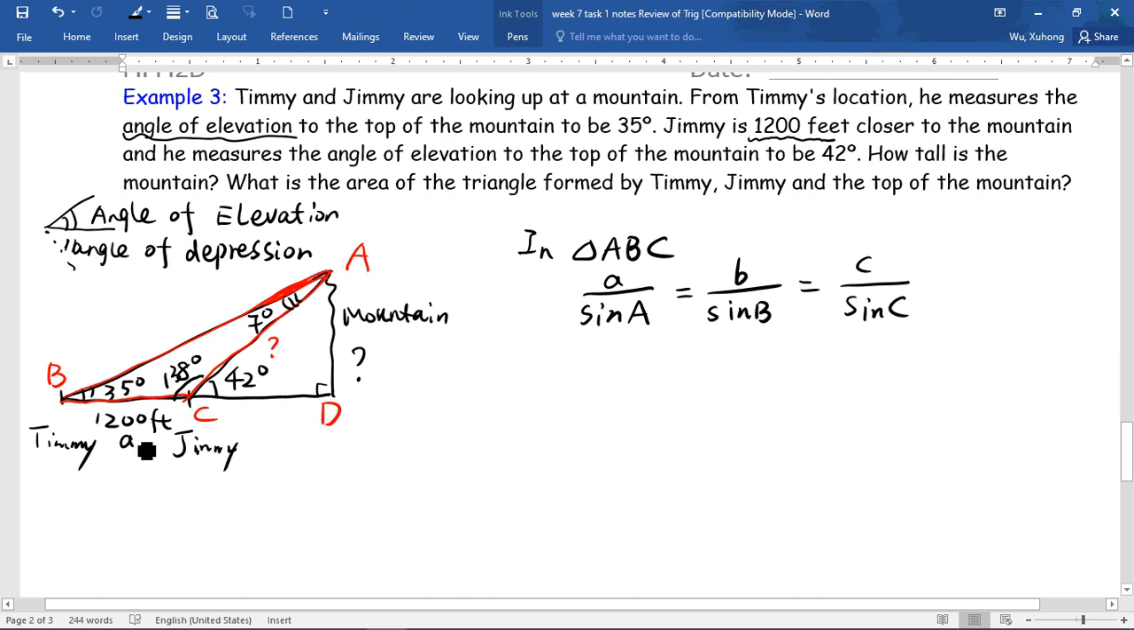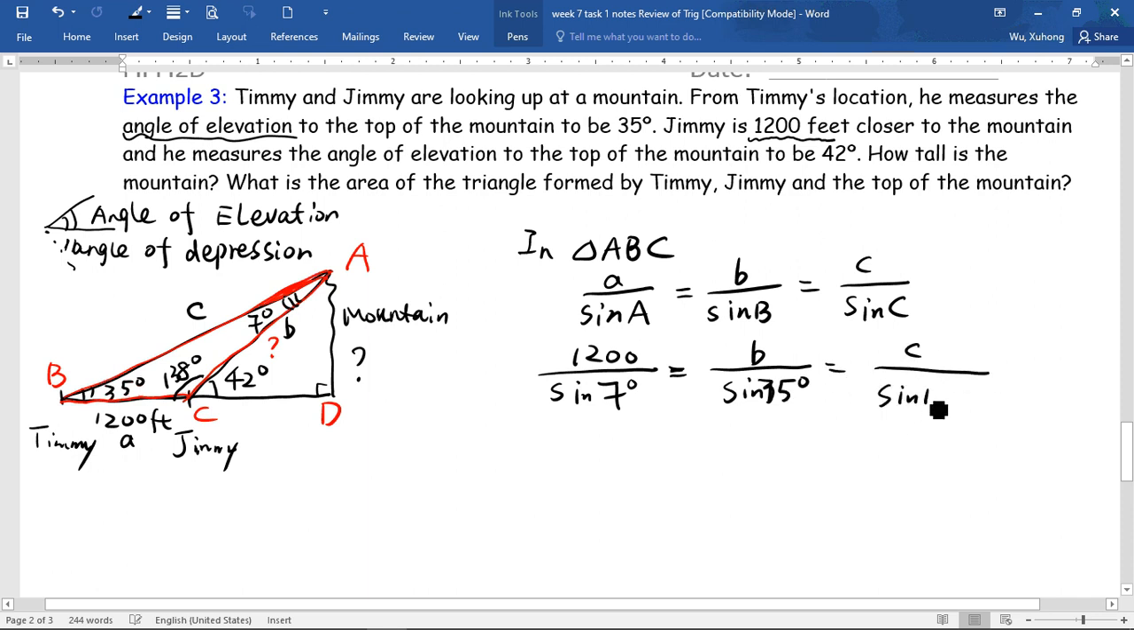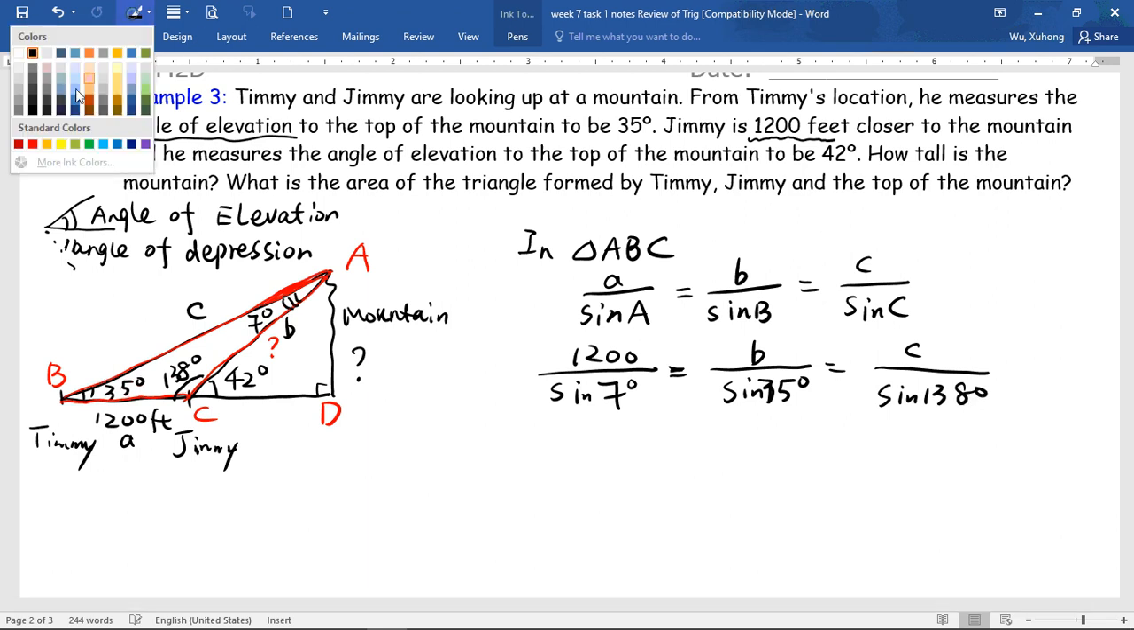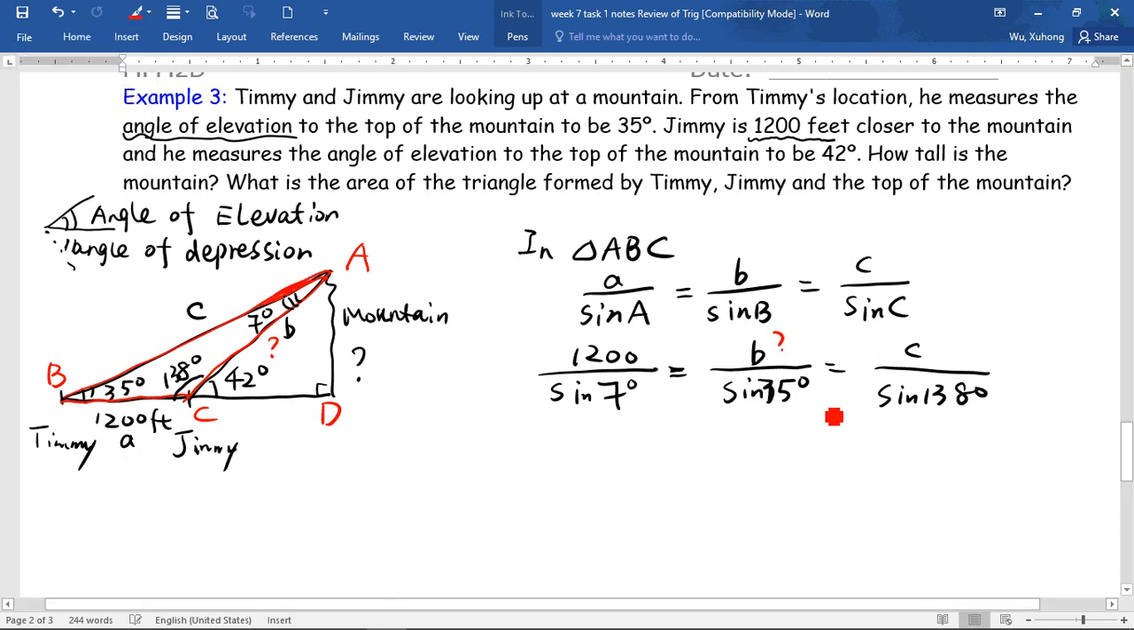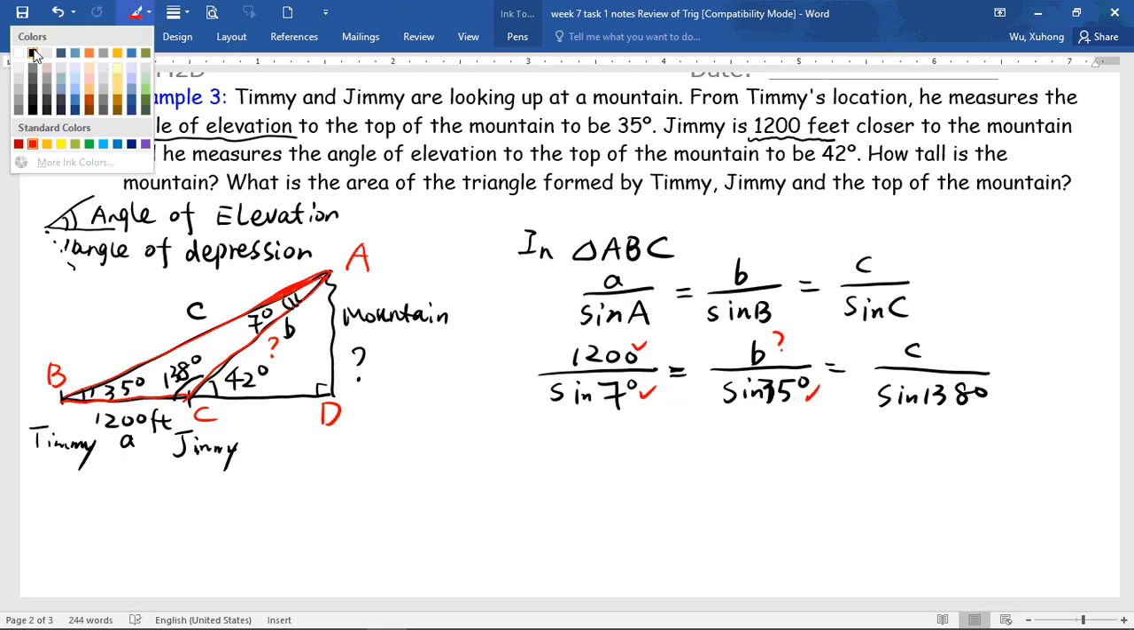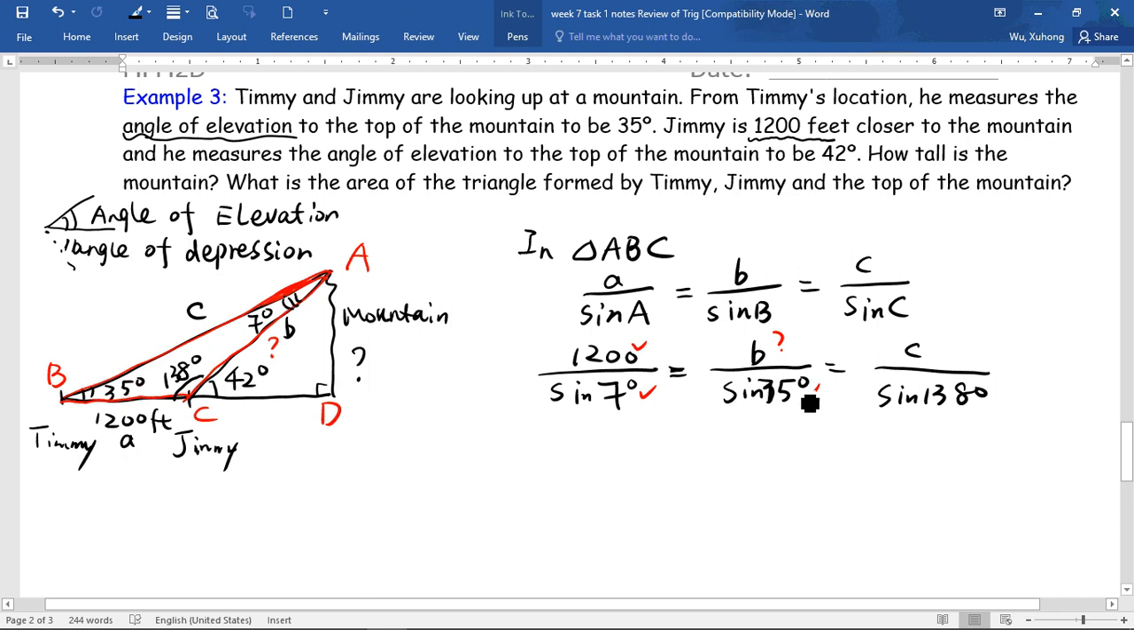This is opposite side A, opposite side B, opposite side C. A is 1,200 feet. Sine angle A is 7 degrees. Remember, after sine, cosine, tangent comes degrees, not sides. So B over sine 35 degrees equals C over sine 138 degrees. We want to find side B. So given that, we want to use the first two. In order to solve for side B, we move the sine 35 to the other side.